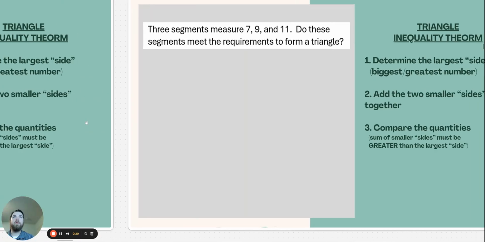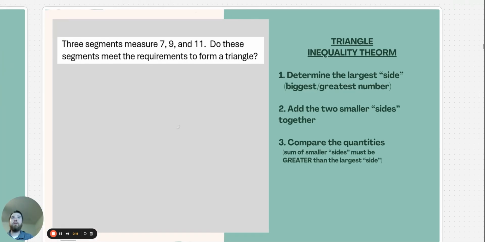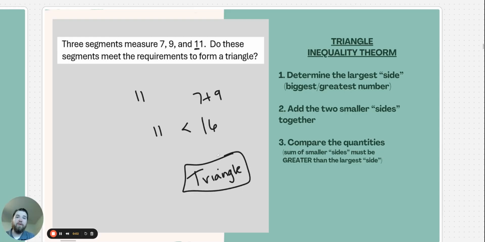And then the last one, Triangle Inequality Theorem, again, determine the largest side. So 11 right here is my largest side. 7 plus 9, when I add those together, I get 16. And since 16 is greater than that, we would say that yes, this is a triangle. And then I could apply that Pythagorean Inequality Theorem to determine the type.